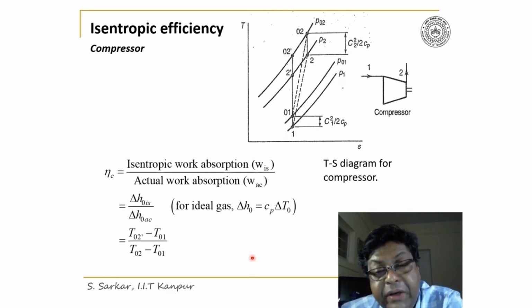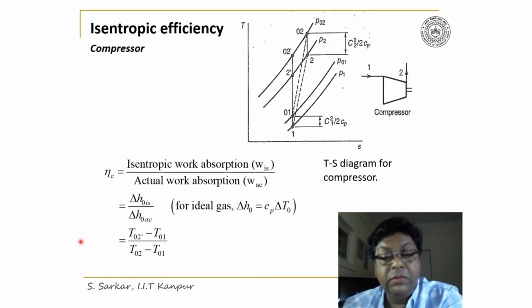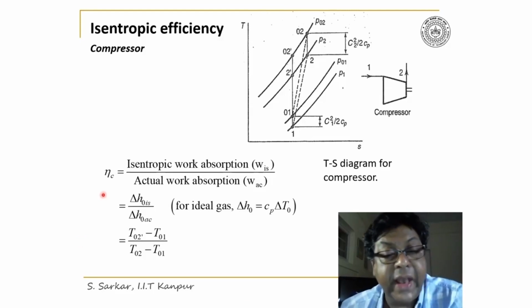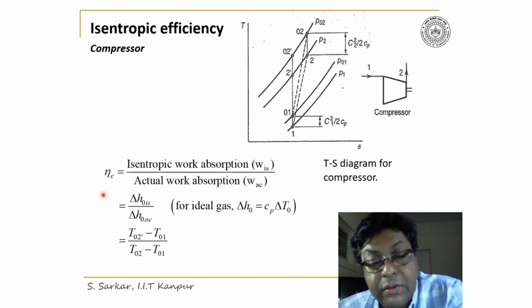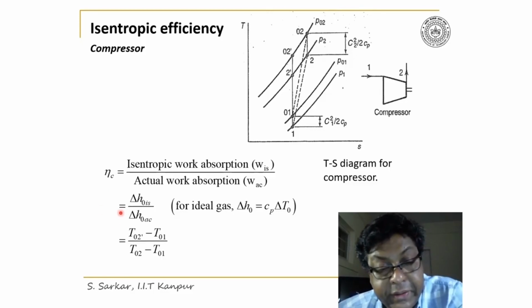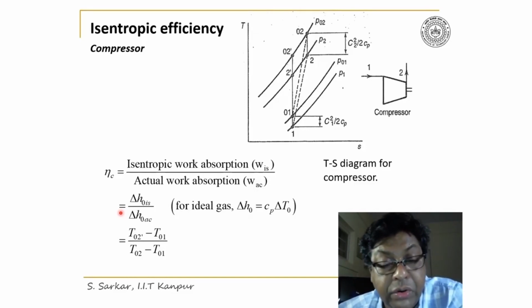So actual compression and isentropic compression have been identified now. So eta C can be expressed as the isentropic work absorption by actual work absorption, that can be written as del H0 isentropic, that is isentropic enthalpy change, divided by actual enthalpy change, that is del H0 AC. AC stands for actual.